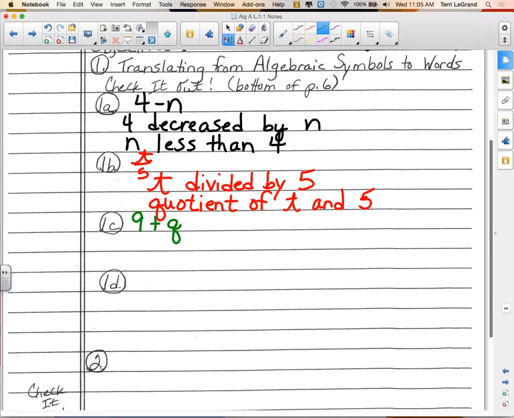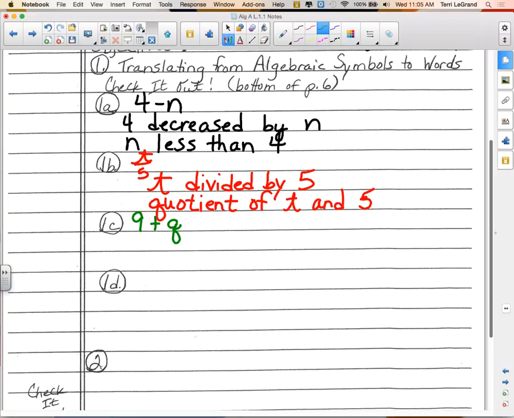Algebraic expression 9 plus a cube. We're not going to use that one as our words. That's too easy. Let's do this one. Let's do sum. How would we do sum? Sum of what? Sum of Q and 9.